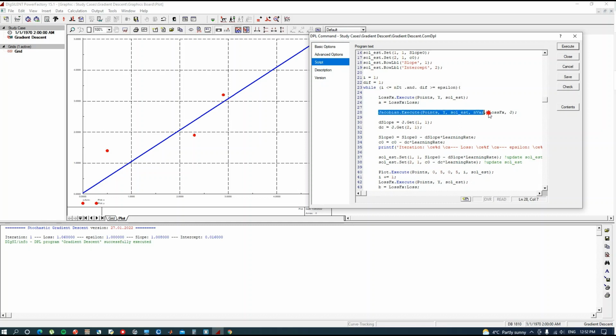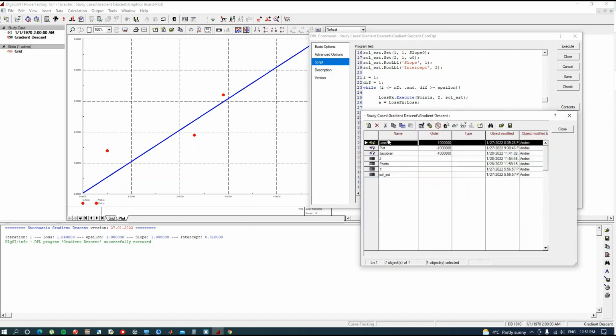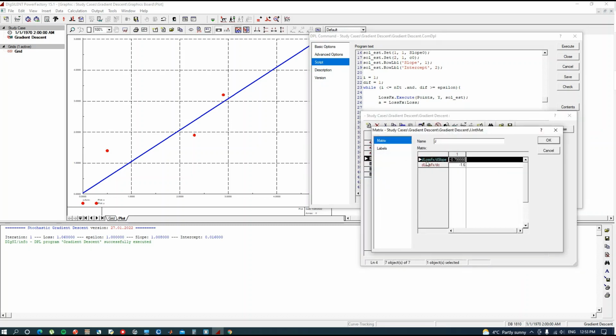Then the Jacobian is computed with this script, in which the input is the loss function, I mean the sum of the square residuals equation, and the estimated solution of slope 1 and intercept 0. The output of the Jacobian is going to be a matrix with 2 elements inside. The first element is the derivative of the loss function with respect to the slope, and the other is the derivative of the loss function with respect to the intercept. Something like this, just for the first iteration.